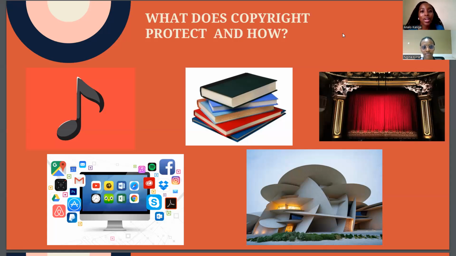The second form of thing that copyright protects is books, written literature, poems, plays, and so on and so forth. You have theatrical plays. You have derivative works, especially when it comes to theater and so on and so forth.